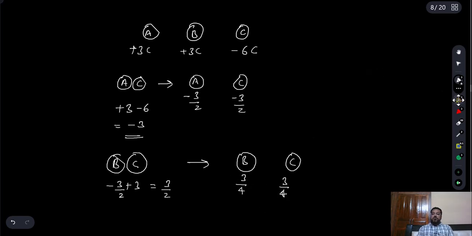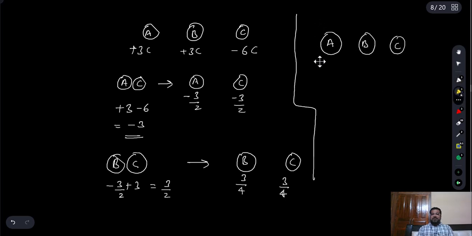If we look at the final condition, the final charges on A, B, and C are: A has a charge of -3 over 2, B has 3 over 4, and C has 3 over 4. You can see here that the distribution has been done somewhat like this, and you can easily see what changes have been made in the charges.